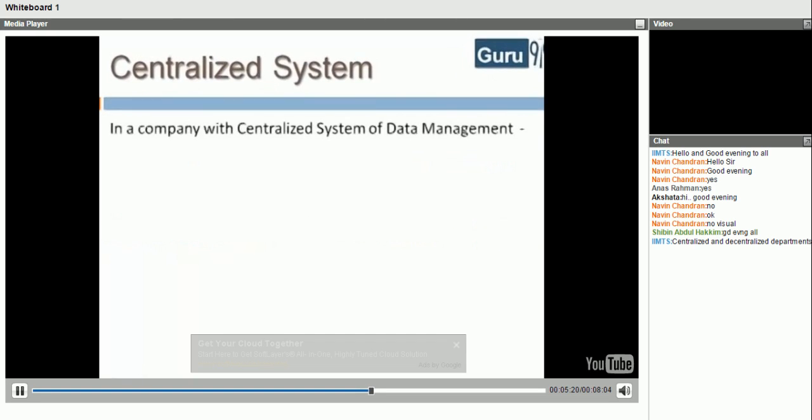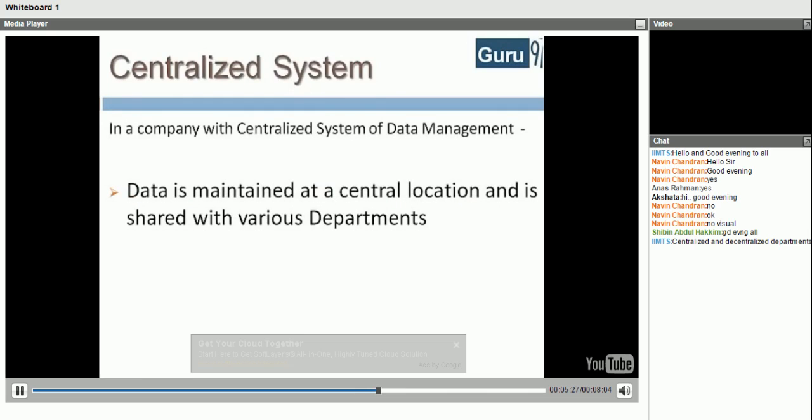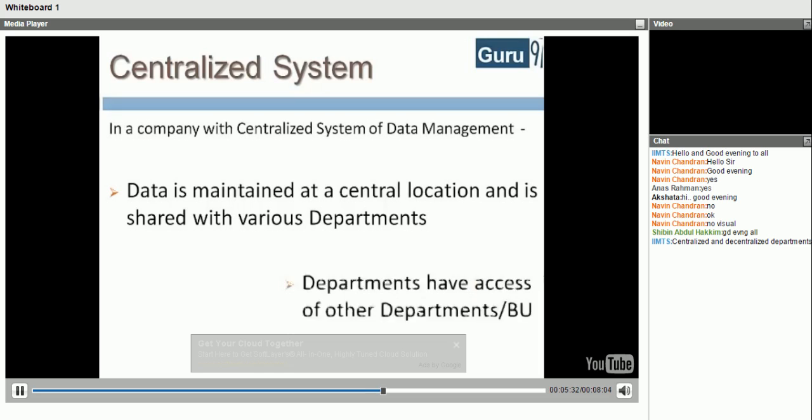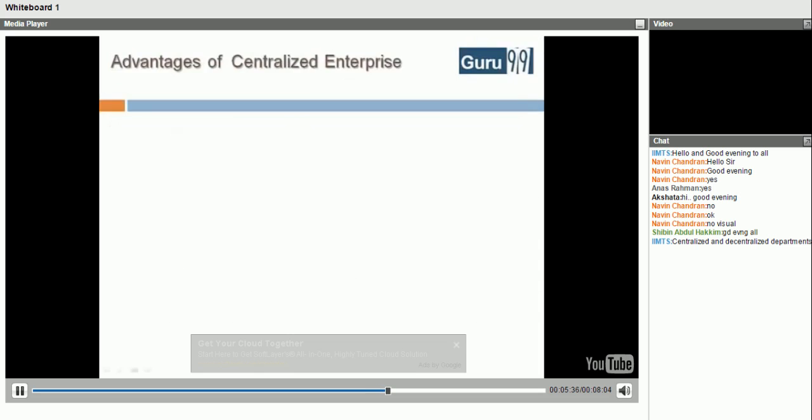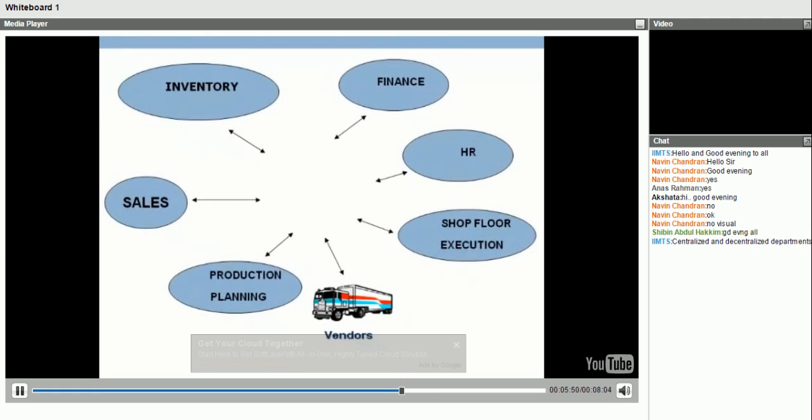In a company with a centralized system of information and data management, data is maintained at a central location and is shared with various departments. Departments have access to information or data of other departments. Let's look at the same business process again to understand how a centralized enterprise system helps overcome problems posed by a decentralized enterprise system. In this case, all departments update a central information system.